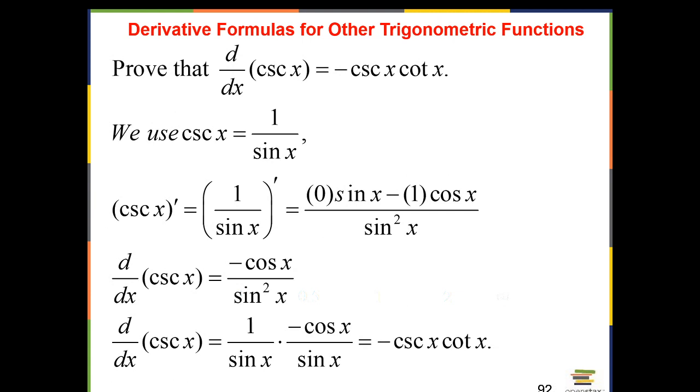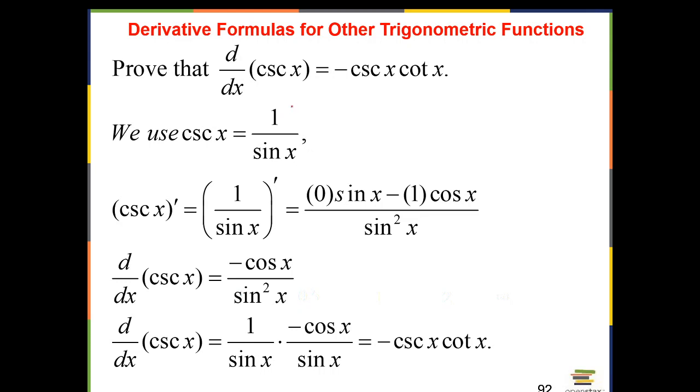Now, can we prove that the derivative of cosecant is negative cosecant cotangent? Yes. So write cosecant as 1 over sine and use the quotient rule. We could use the chain rule, but we haven't talked about the chain rule yet. We could, but we're going to use the quotient rule. So 1 over sine x, right?